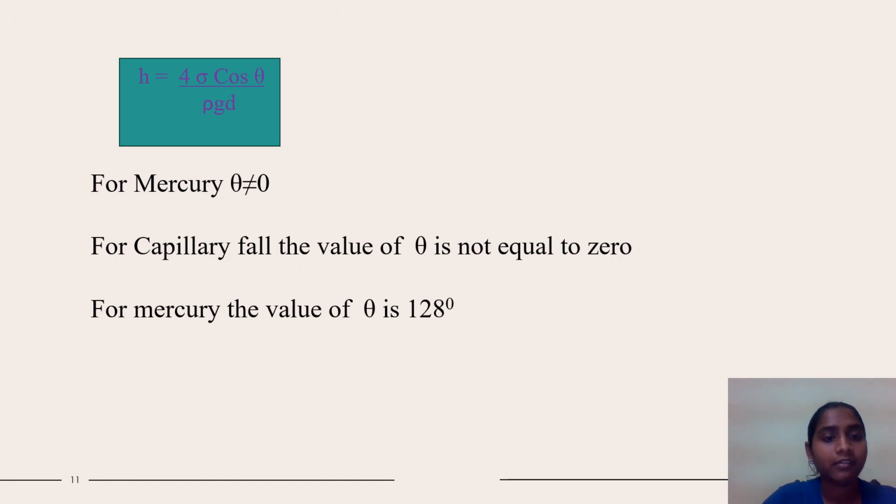For mercury, theta value is not equal to 0, and for capillary fall the value of theta is not equal to 0. The value of theta for mercury is 128 degree. Therefore, h is equal to 4 sigma cos theta by rho gd. This is the equation for capillary fall.